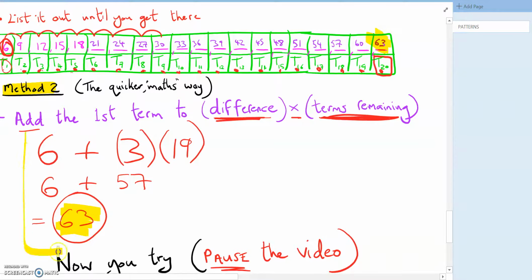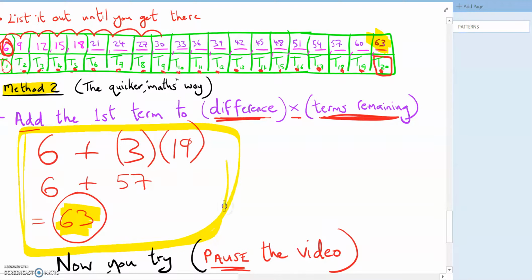Which you will see I already got up here, but this is a much quicker way of doing it. Okay? And there is the trick. You add the first term to the difference multiplied by the terms remaining. That's a little quick trick to do it.